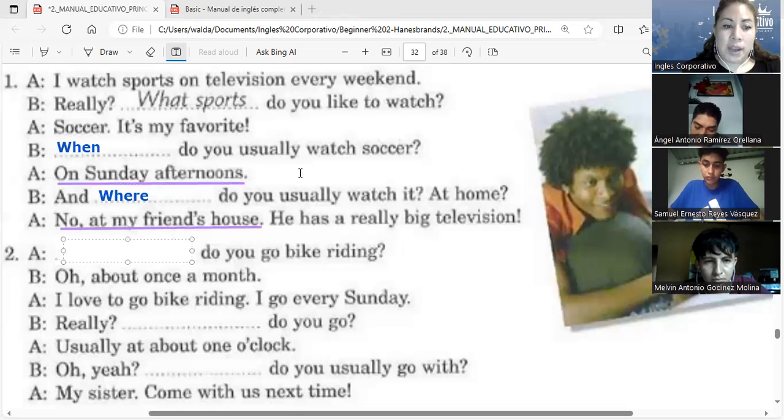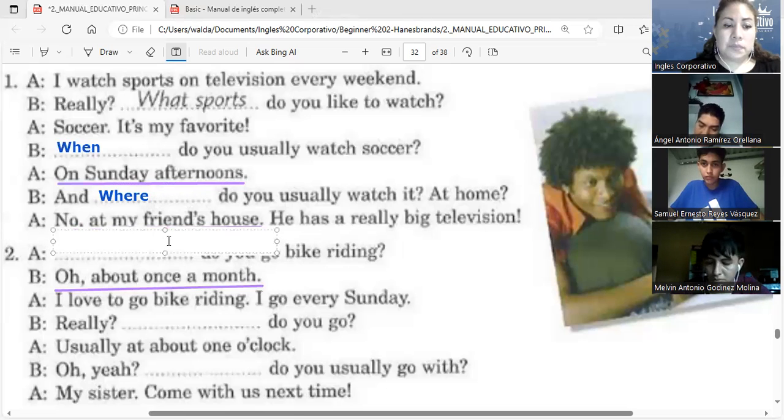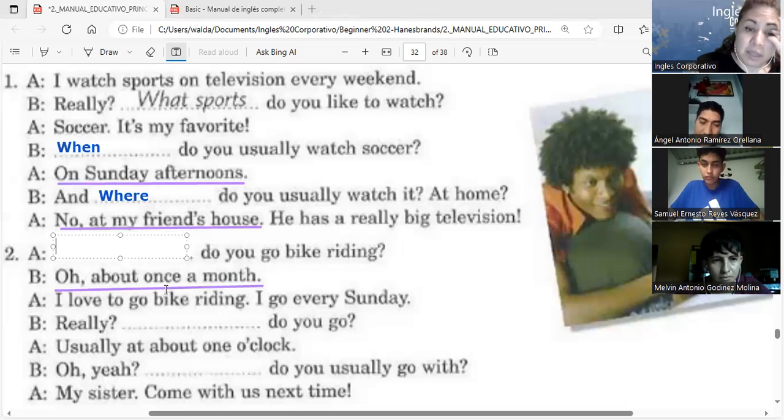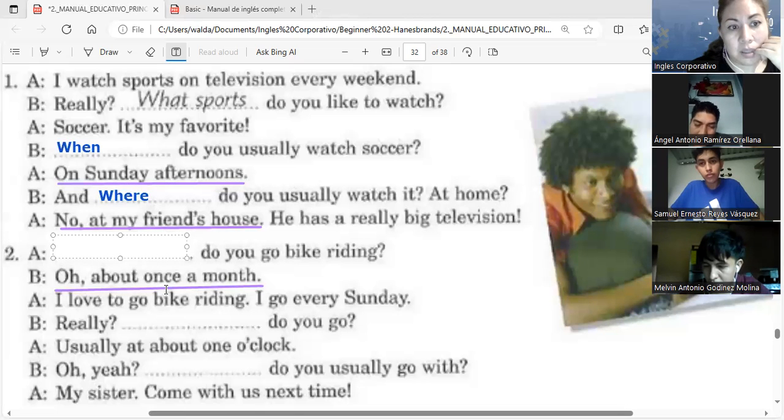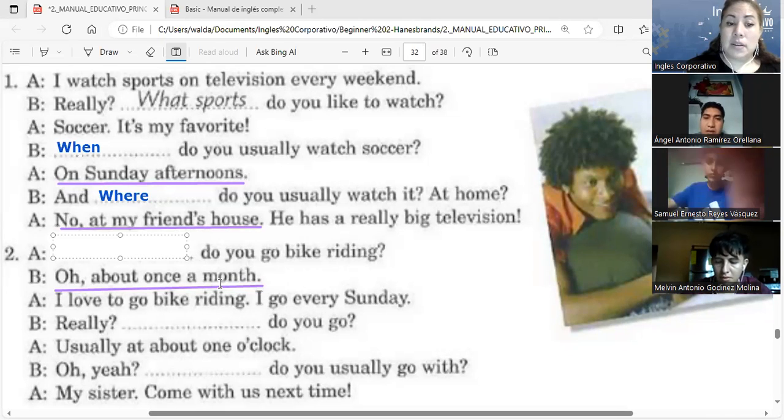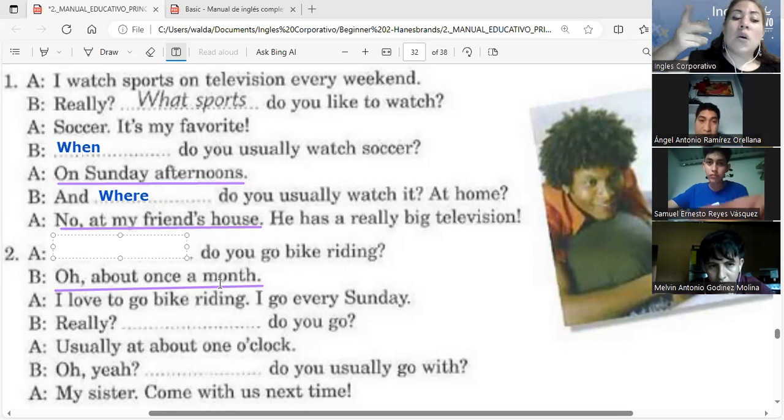What is the question? Do you go bike riding? And notice the answer is, oh, about once a month. What is the question? What does it mean, oh, about once a month? ¿Qué significa? O como? Once? Una vez? Al mes. Al mes, good. Ah, como una vez al mes.